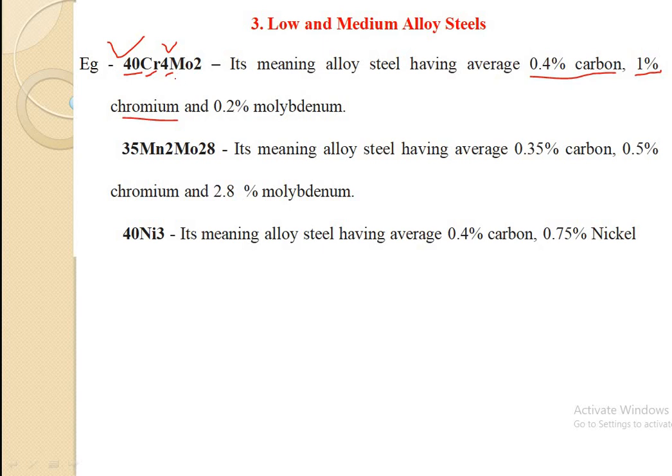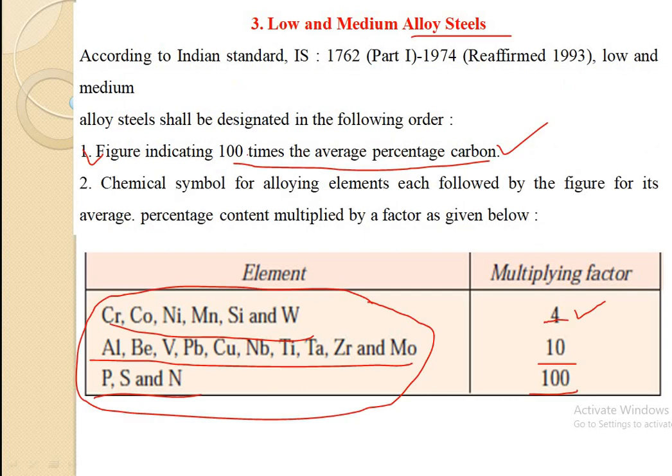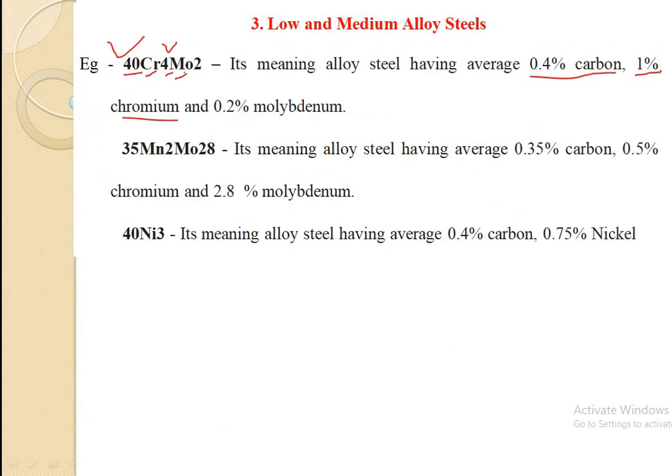Again, the next alloying element is molybdenum. The multiplying factor for molybdenum is 10, so we have to divide this by 10. That means 2 divided by 10, which gives 0.2 percentage of molybdenum. This letter stands for chromium and this letter stands for molybdenum. As the multiplying factor for chromium is 4, we divide this by 4, and for molybdenum the multiplying factor is 10, so we divide this 2 by 10.